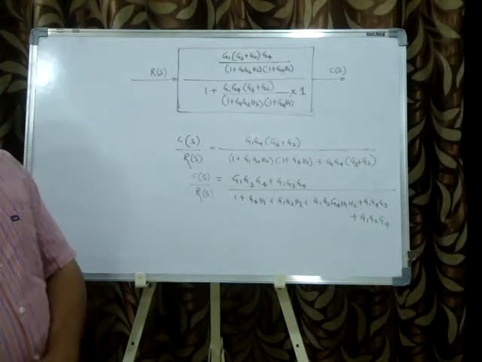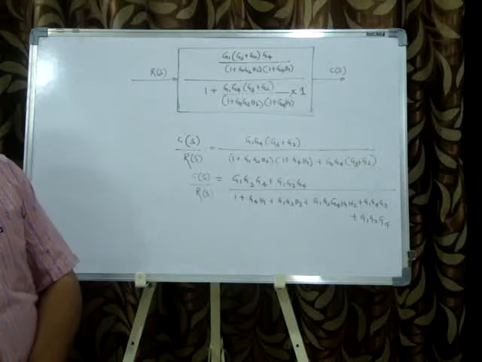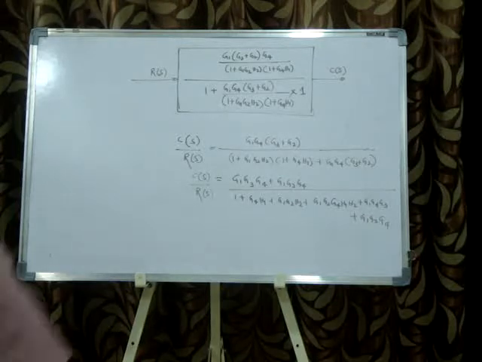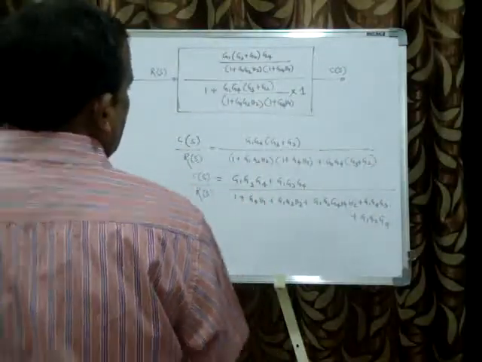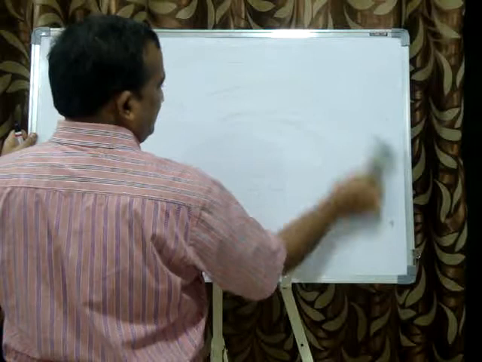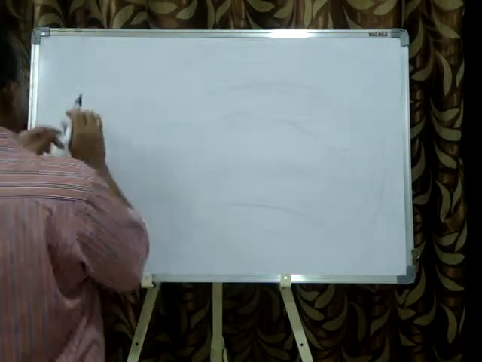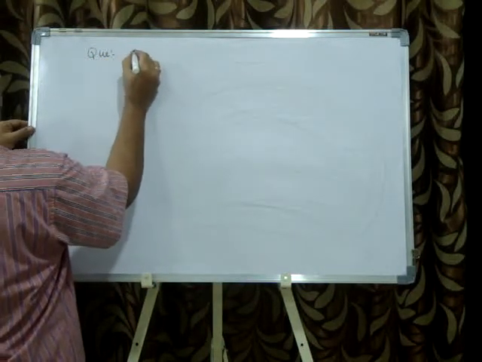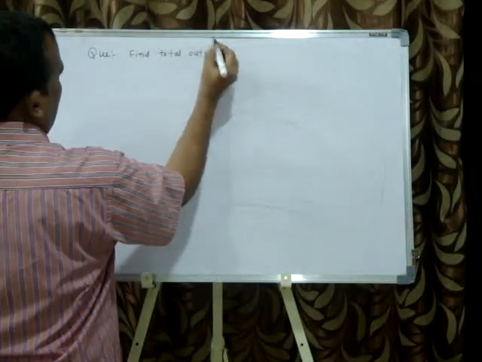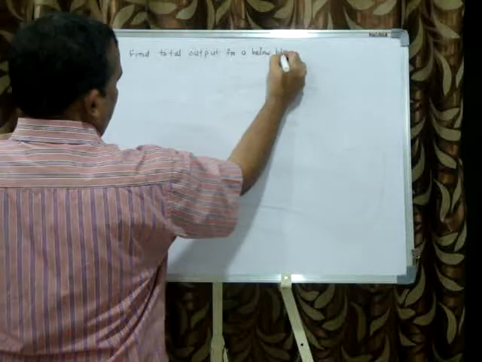Now, next, one more problem. That is called multiple input and single output problem. How to solve multiple input and single output problem. Okay. The next problem. Next, find transfer function. Find total output. Sometimes you'll be asked like this. Find total output for the below block diagram.